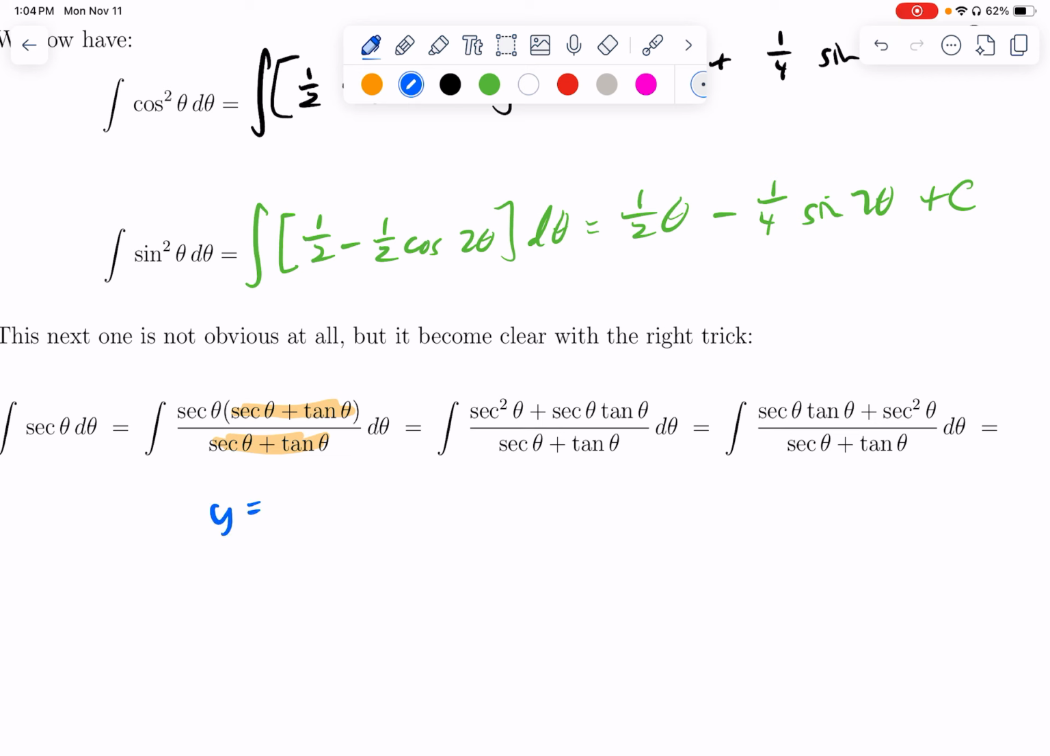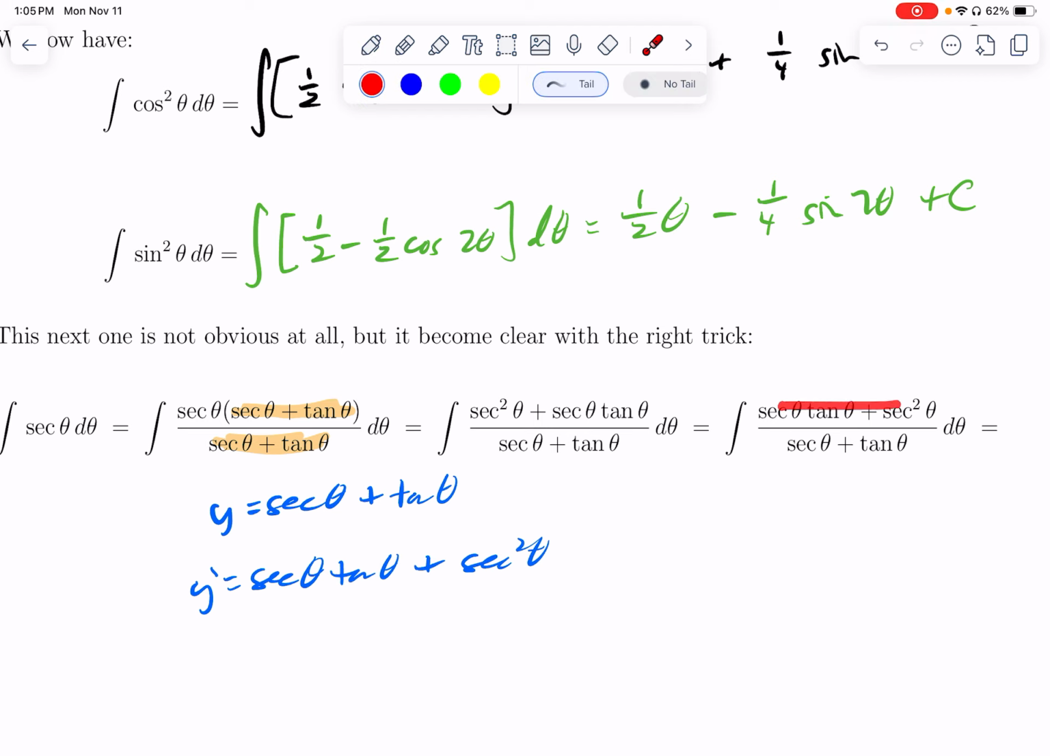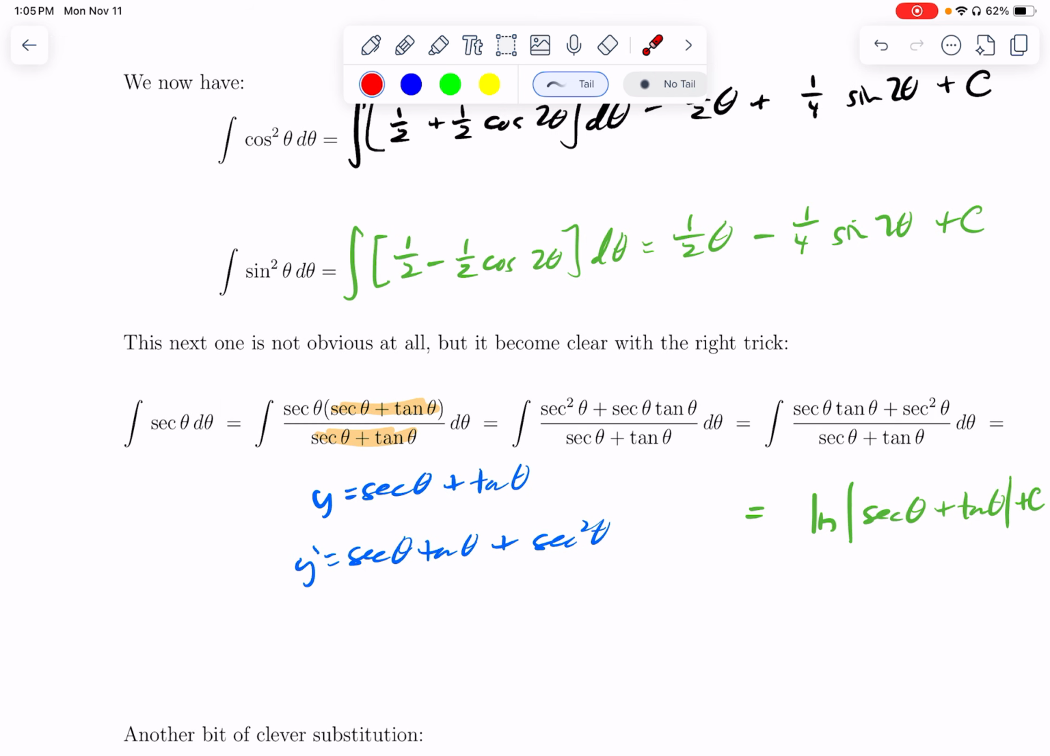If y is equal to secant theta plus tan theta, the derivative of that, well, the derivative of secant theta is secant theta tan theta. Derivative of tan theta is secant squared theta, and that's exactly what we have in our numerator. So we actually have an example where we have a fraction where the numerator is the derivative of the denominator. So what we have here is natural log of secant theta plus tan theta, plus C, obviously. Because if we took the derivative of that, this goes in the denominator, and then we multiply by the derivative of the inside. So not one you need to have memorized, but someone has figured this out.